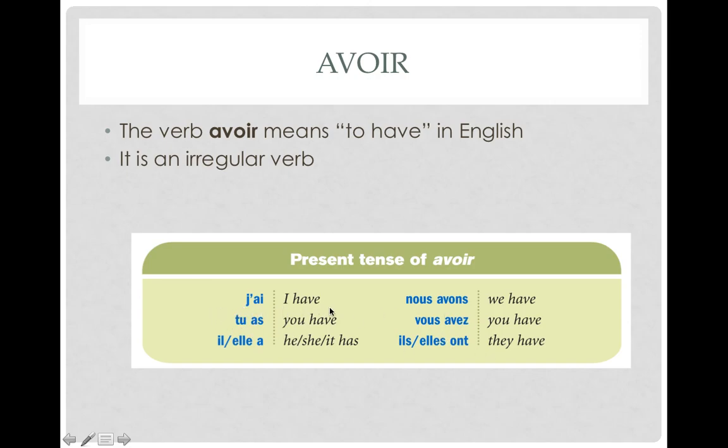So to say I have in French is j'ai, you have is tu as, he, she, or it has is il a or elle a. We have is nous avons, and this is a good example of the liaison with the S at the end. It makes that sound nous avons. You have is vous avez, and they have is ils ont or elles ont. So it's very important to memorize these.